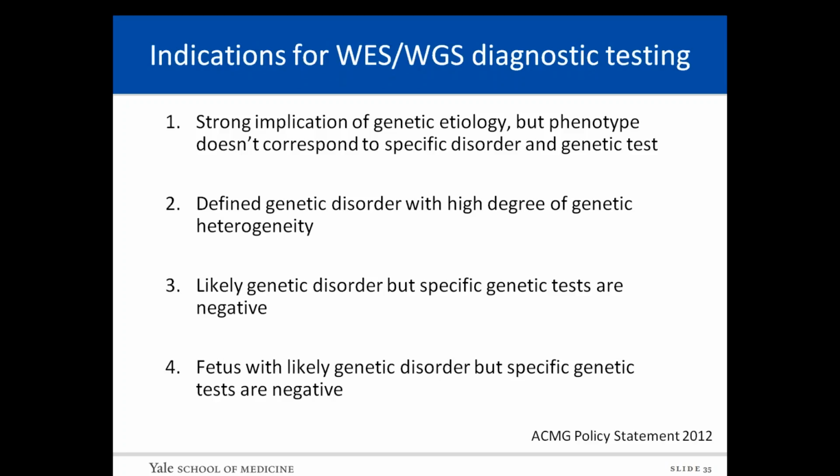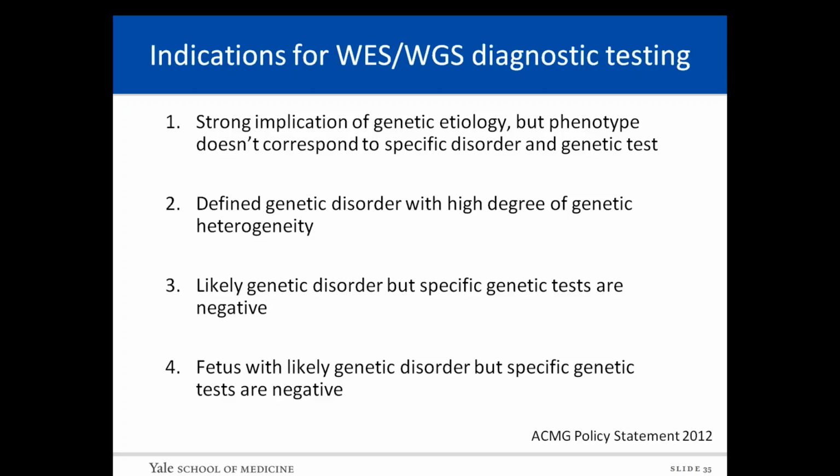So whole exome and whole genome sequencing, or at least whole exome sequencing, is now available clinically. So what are the indications for this? The ACMG published a policy statement in 2012. I haven't seen an updated one. It's indicated when there's a strong implication of a genetic etiology in a patient, but the phenotype doesn't correspond to any specific disorder that can be tested with a clinical genetic test.